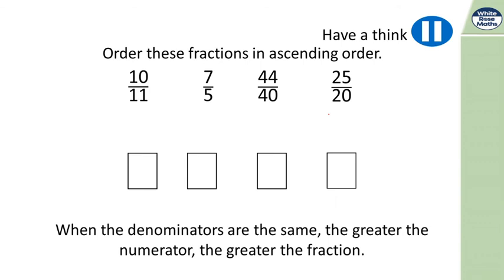Okay, so then have a go at this one. Order these fractions in ascending order, so smallest to biggest. If there are any where you know you can't make the denominators the same, so for example, if you're going for 20ths, can you make 11 equal 20? No, you can't. But what do you notice about this fraction compared to the rest? What do you notice?